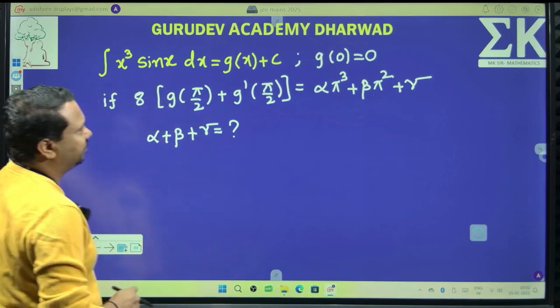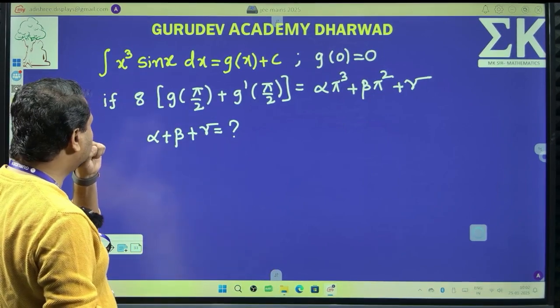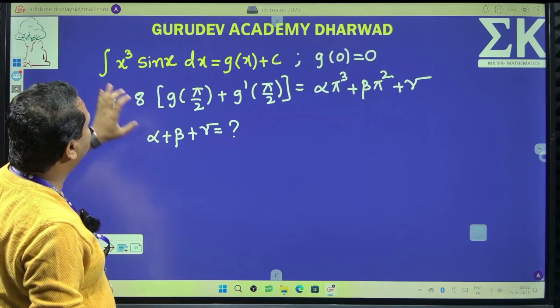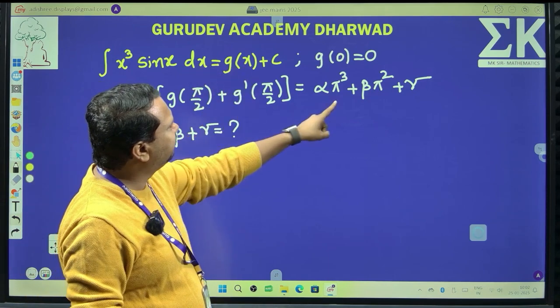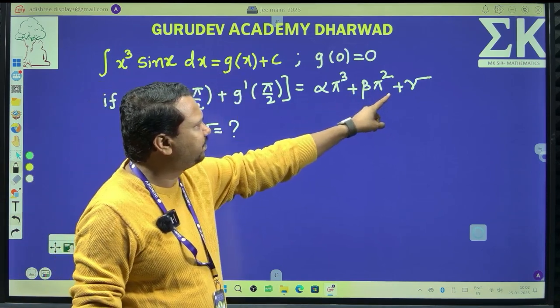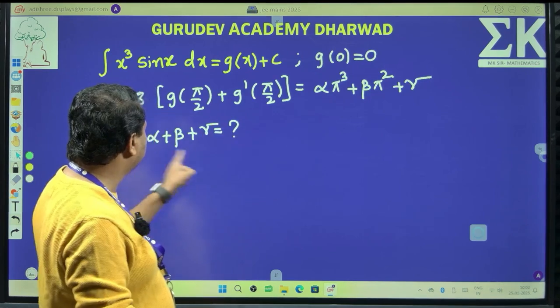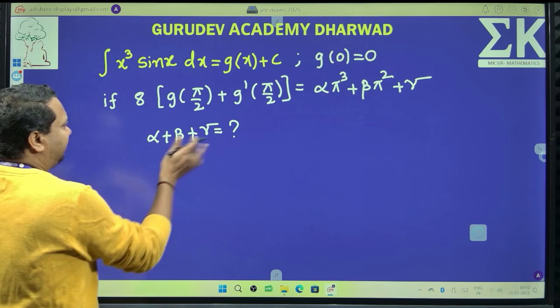Integer type question. Okay, right? So observe carefully. We have to take care of this integral, and you have to express 8 g of pi by 2 plus g dash of pi by 2 in the form of pi cube plus pi square plus some constant, where alpha, beta are the respective coefficients. The question is to find the sum of all the three, alpha, beta, gamma, right?